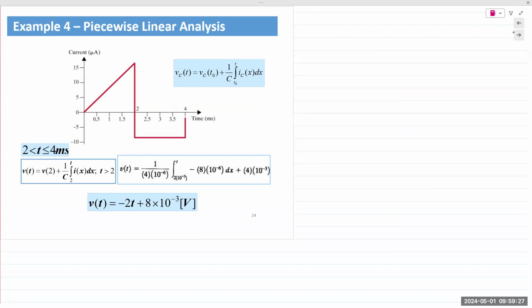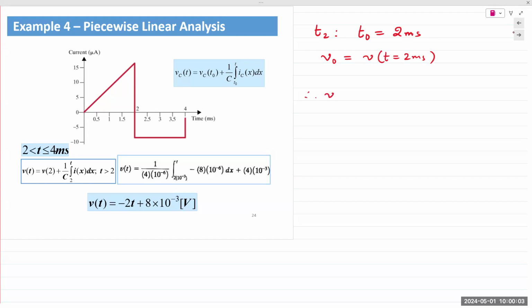The second time period is straightforward because it's a constant, right? Minus 8 microamps. So we're simply integrating a constant. When we integrate a constant, it's simply x dx. All right, value here for T0 is 2 milliseconds. I'm beginning my analysis at time 2 milliseconds. V0 for T2 is the voltage, actual voltage at T equals 2 milliseconds.